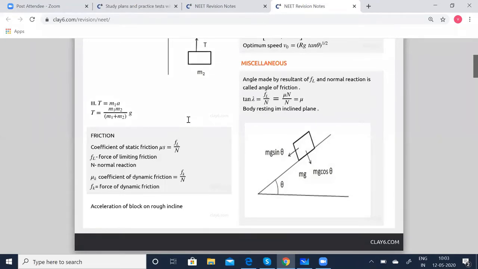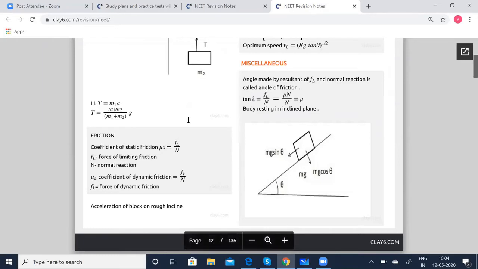Now when I talk about friction, there is limiting friction. Limiting friction is the maximum value of the static friction. What is static friction? Static friction is a self-adjusting force. Friction can also be called dynamic or kinetic friction. That is when the object is in motion, the kinetic friction is somewhat less than the limiting friction. Static friction is the self-adjusting force. Rolling friction is slightly less than the sliding friction.